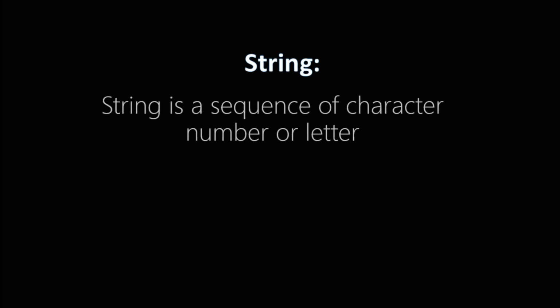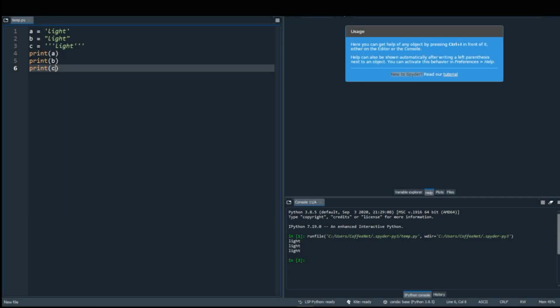Python, or programming in general, involves more than numbers. There may be situations where you need to work with text. To work with text in Python, you need to use a string. A string is a sequence of characters, numbers or letters. You can create a string with single, double or even triple quotes, which will equally run the same way. In our example, we assign 3 string literals to A, B and C variables, and we print them to the console, and we get the output like this.